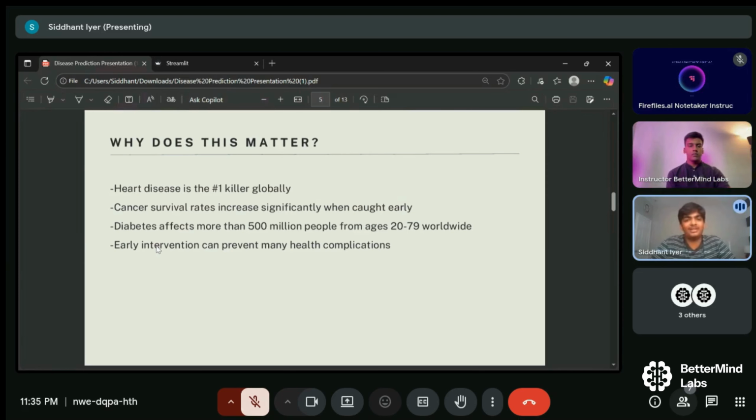So this matters heavily because chronic diseases are worldwide. Heart disease is the number one killer. Cancer survival rates increase significantly when caught earlier, and diabetes affects a large percentage of the population, and early intervention can decrease the probability of you having a fatal complication or just a really bad one.